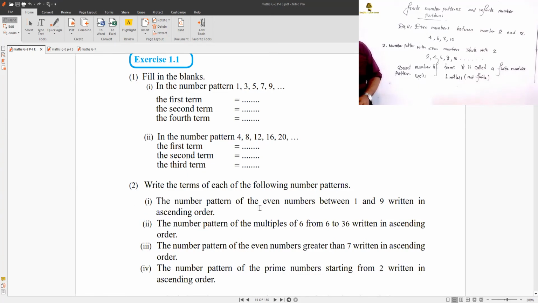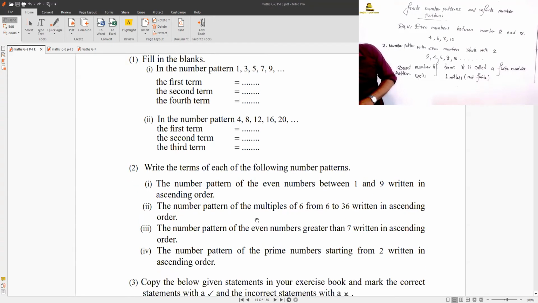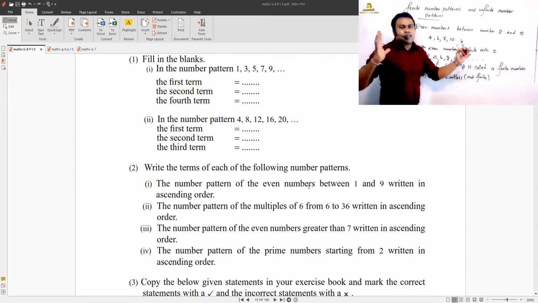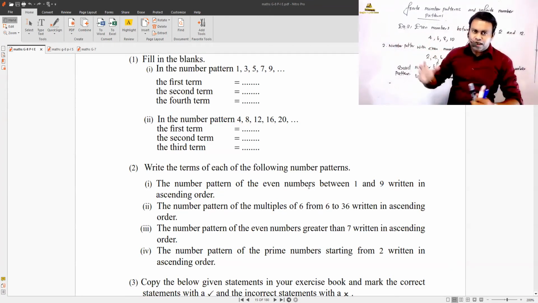The first one: the number pattern of even numbers between 1 and 9, written in ascending order. Okay, then you know how to write the answer. So you have to omit 1 and 9 in between. When we say between 1 and 9, we do not write 1 and we do not write 9.